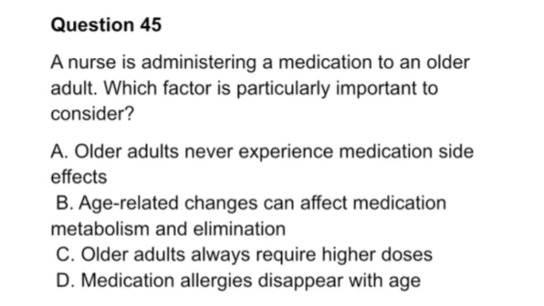Question 45. A nurse is administering a medication to an older adult. Which factor is particularly important to consider? A. Older adults never experience medication side effects. B. Age-related changes can affect medication metabolism and elimination. C. Older adults always require higher doses. D. Medication allergies disappear with age.